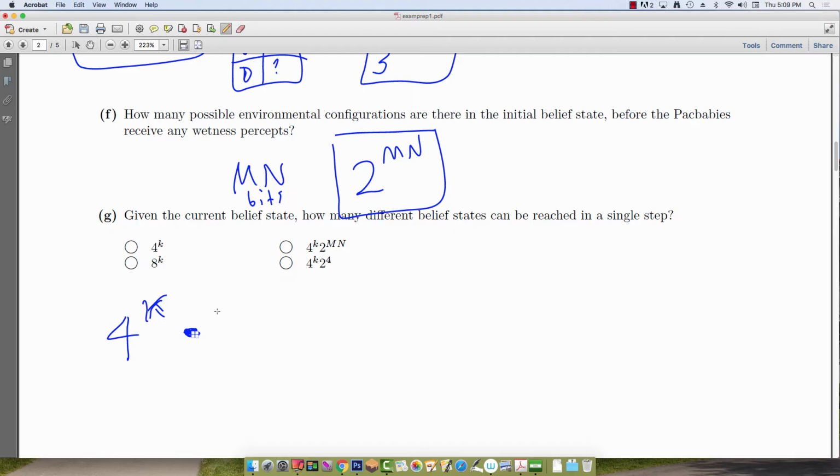And in this case, we can either see dry or wet. And so each Pac-man will basically contribute a factor of 2. And since there's k Pac-man, we multiply that together to get 2 to the k, and then this simplifies to 8 to the k. So again, I'll repeat that one more time. Each Pac-man moves a space up to 4, and they receive either a wet or a dry percept, which changes the belief state that we result at.